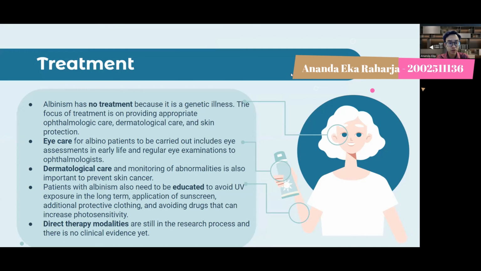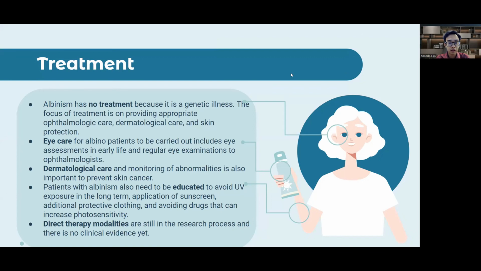So albinism has no treatment because it is a genetic illness, and the focus of the treatment is on providing appropriate ophthalmology care, then dermatological care, and also skin protection. For the eye care, it includes eye assessment in early life and then regular eye examination by ophthalmologists.